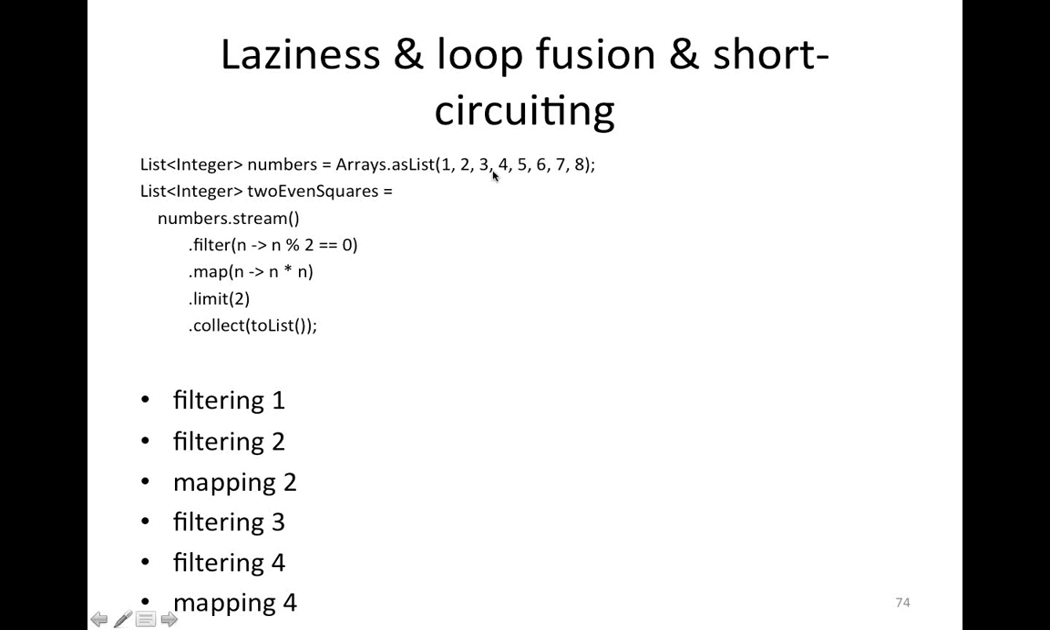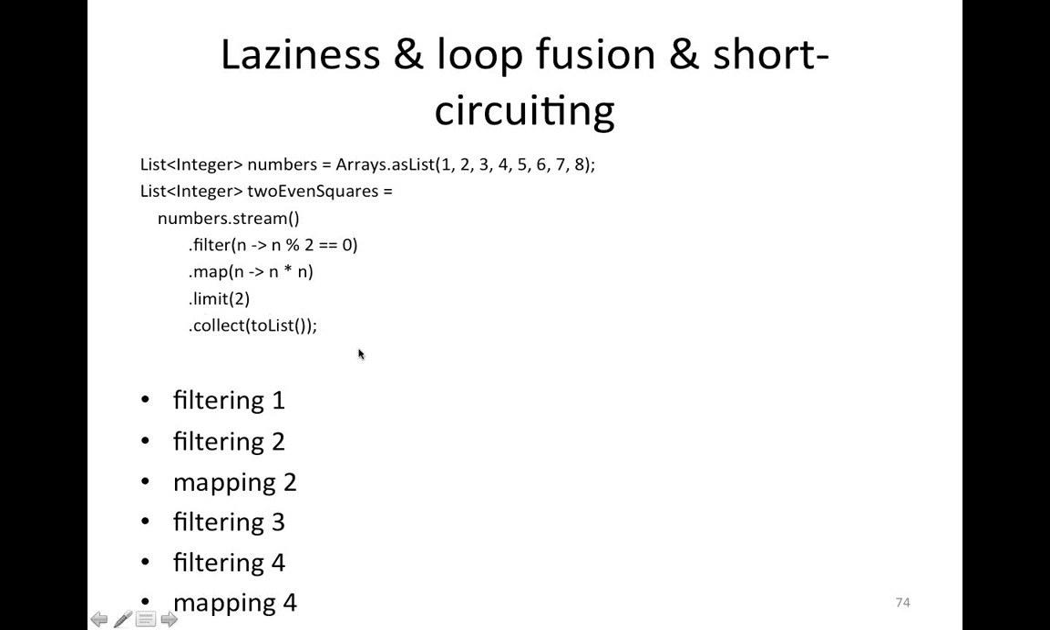We come back to filter. The next number in the list is 3. Is 3 an even number? No, it's not, so we can throw it away right away. The next number is 4. Filter figures out that 4 is an even number. Great, let's pass it to map directly. Map squares it, and the result is passed to limit. And then limit is happy, right? Because all it's asking for is 2 numbers. So the computation can stop, and we can move on.